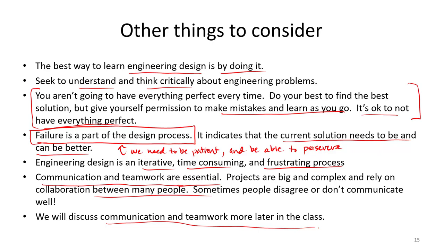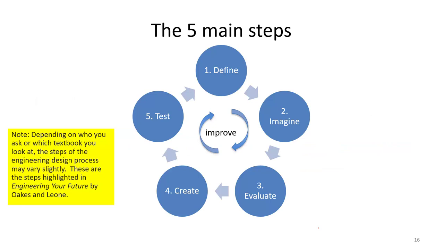So let's go ahead and look at the 5 main steps of the engineering design process. One thing I'd like to point out is that depending on who you ask or what textbook you look at, the steps of the engineering design process may vary. Typically, they all kind of are approximately the same. These 5 steps are the ones that are highlighted in our textbook, Engineering Your Future. So, for our purposes, we will follow the steps shown here.